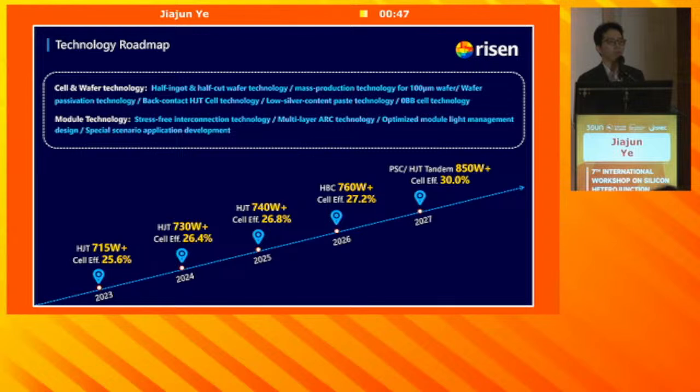And we also have an R&D team established to study the combination of perovskite with heterojunction cell to launch some tandem cell products. We believe this will first come in 2027. Yeah, thank you.